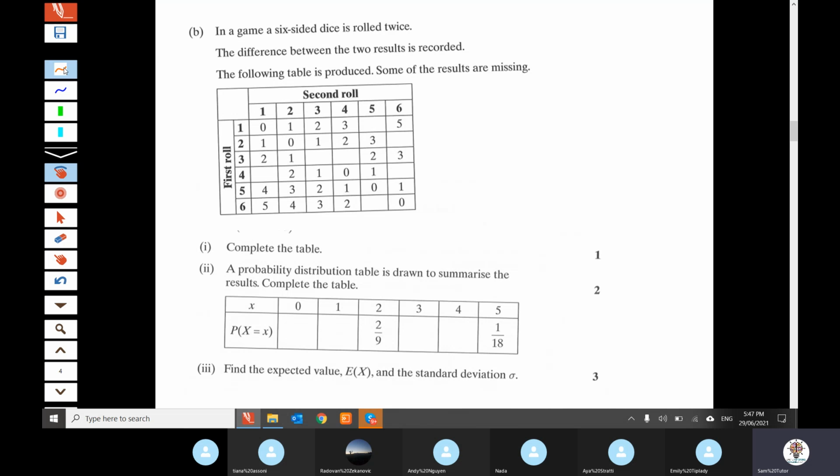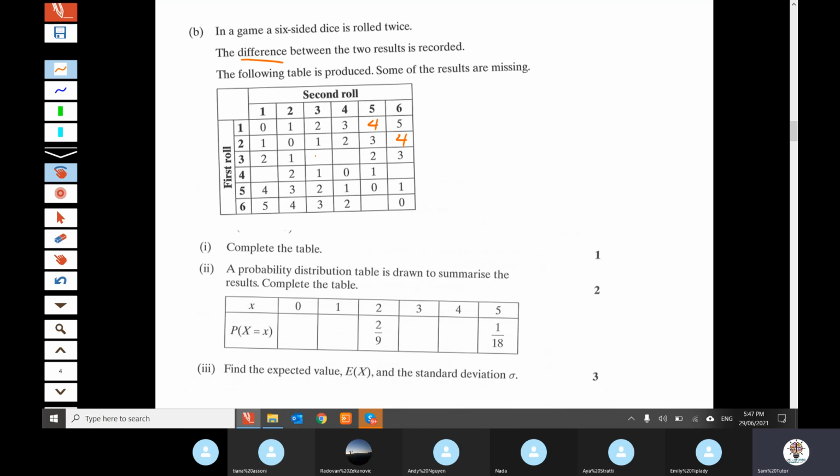In a game of six-sided dice, a six-sided dice is rolled twice. The difference between the two results is recorded. The following table is produced. Some of the results are missing. Complete the table. Oh, okay. One mark for that. It's very nice of them.